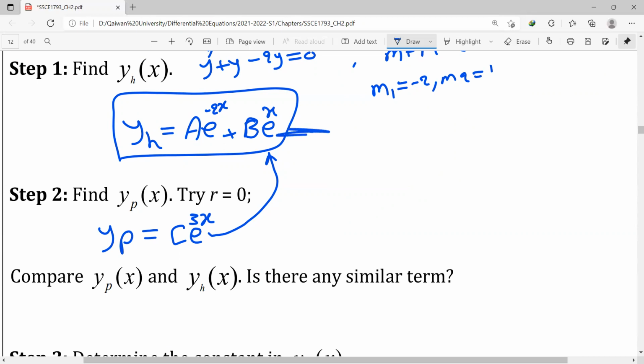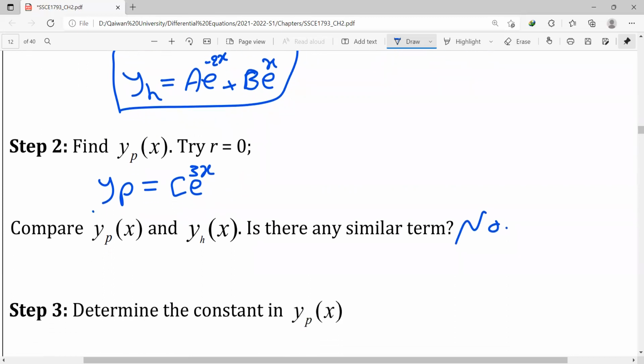Here we have no e to the power 3x. That means there is no similar terms. So it's no. There is no similar terms. That means this is the particular solution that we choose. We don't need to try r to be 1, because even if r to be 0, there is no similarity. Now, what do we do?